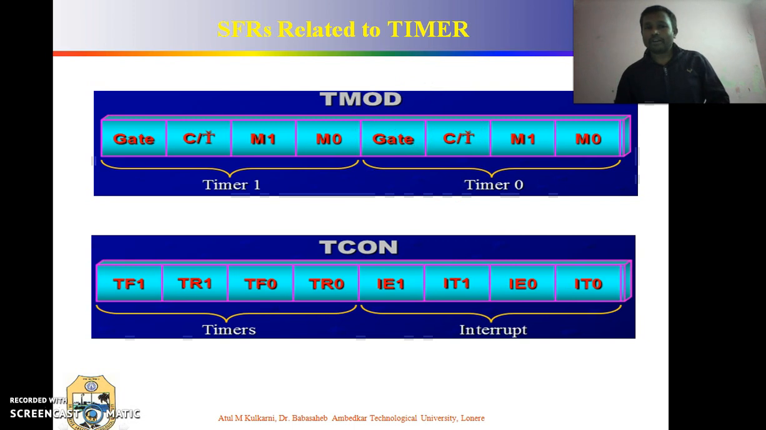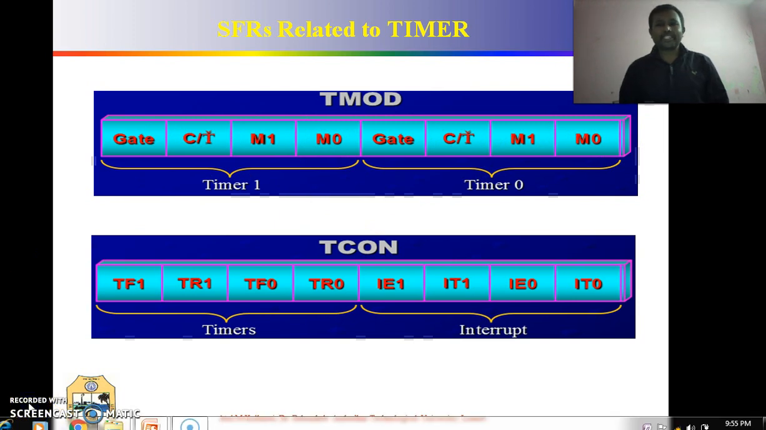And now this is a very important bit, that is gate. It refers to whether you want to start the timer through a software command or through a hardware command. Through instruction, if you want to control the timer, then this gate should be 0. And if you want to control the timer through a hardware command, meaning providing a signal on a particular pin, then this gate bit should be 1. Gate bit should be 1 for hardware control, gate bit should be 0 for software control. Same is the case for these 4 bits as well. These 4 bits for timer 1, these 4 bits for timer 0.